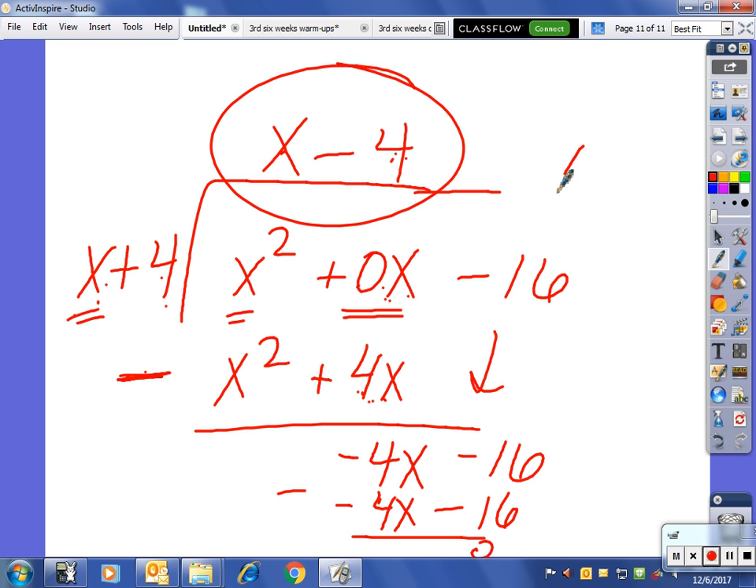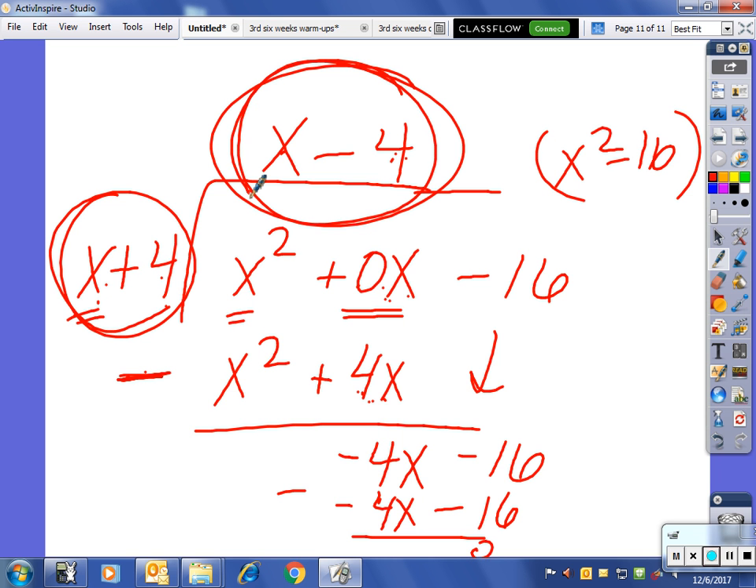Or, as a difference of two squares, this factors into x plus 4, x minus 4. But we're not practicing factoring, we were practicing long division.